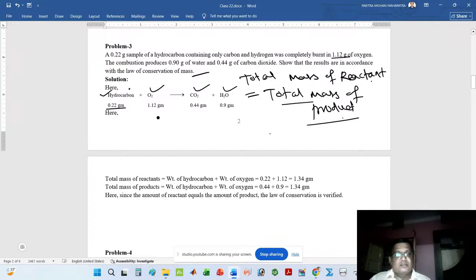1.12 gram. So here I can write 0.22 gram. In the bottom of oxygen I can write 1.12 gram. These two are said to be reactants. Next, move to the product.